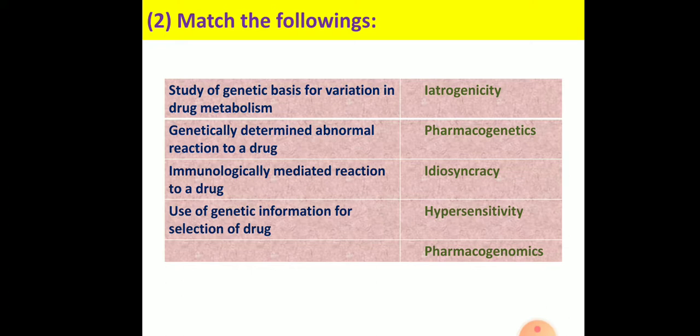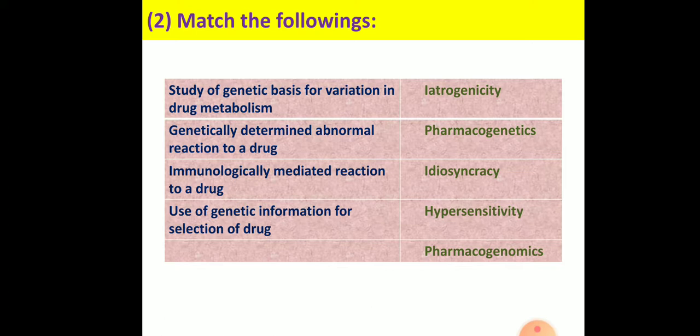For the explanation: the study of the genetic basis for the variation in drug metabolism is known as pharmacogenetics. When we use this information for the selection of the particular drug, that is known as individualization of drug therapy, known as pharmacogenomics. So don't confuse these two terms, pharmacogenetics and pharmacogenomics.